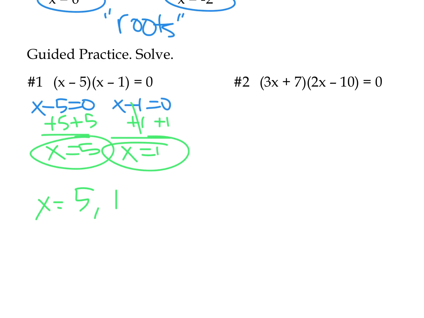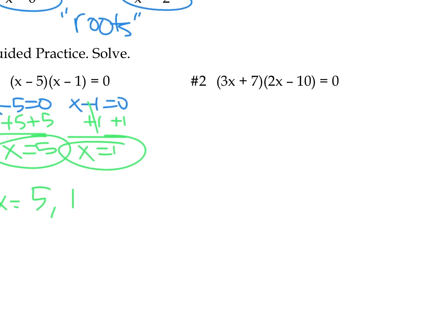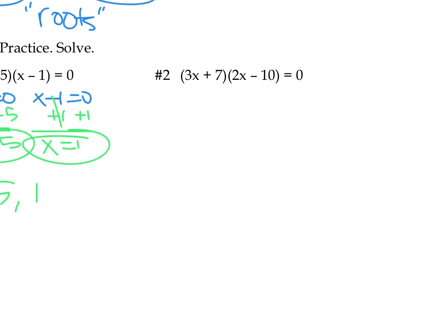Now let's look at our next example. We can take each of these factors and set them equal to 0. So we're going to have 3x plus 7 equals 0. 2x minus 10 equals 0. So it's not like you just look at it like the last one, oh, negative 1, oh, that's great. I had x minus 1, that means 1 was my solution. Oh, plus 7, so that means minus 7. No, because we're going to have a 3 that we have to divide by as well.